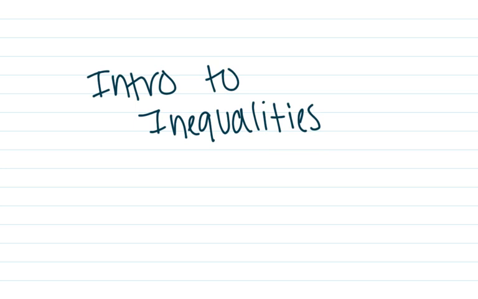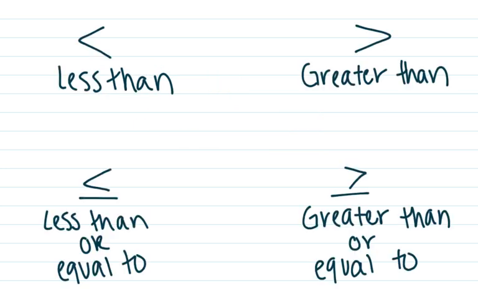Now, what is an inequality? An inequality are these symbols. These symbols are called inequality symbols. It's a symbol that compares one quantity to another. Now, some of these you may recognize. For example, less than here. Less than means that a number on the left is less than the number on the right in value. So 4 is less than 6.